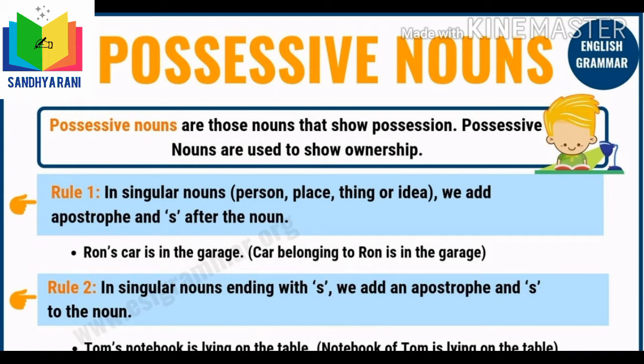Rule number 2. In singular nouns ending with s, we add an apostrophe and s to the noun. For example, Tom's notebook is lying on the table. Here it means the notebook of Tom is lying on the table.